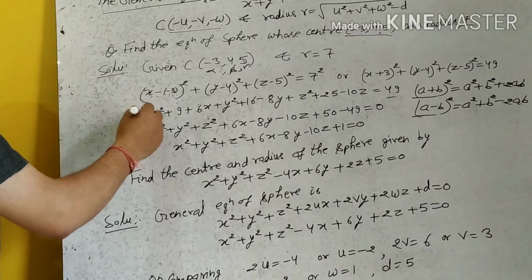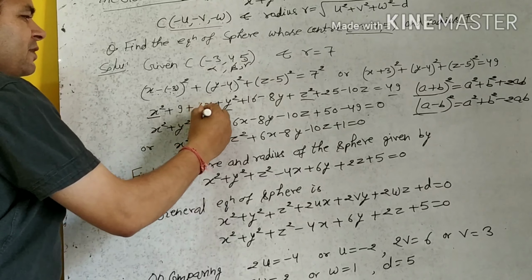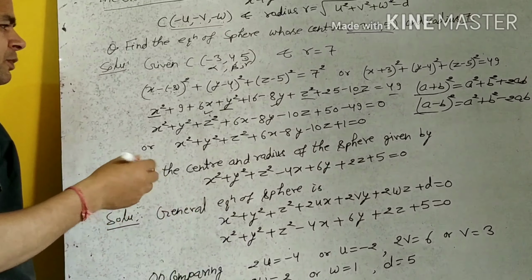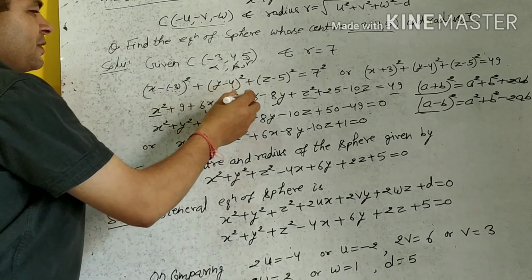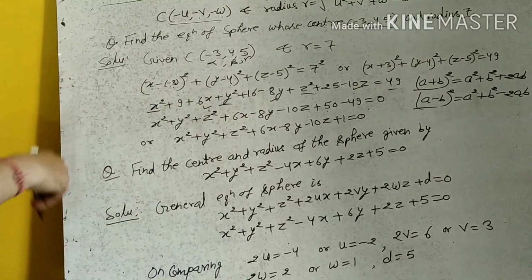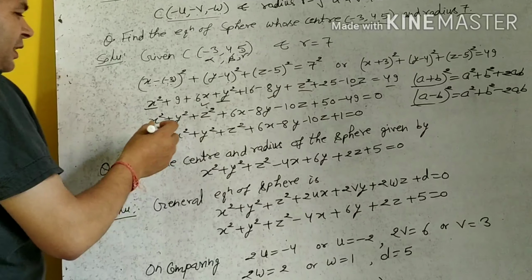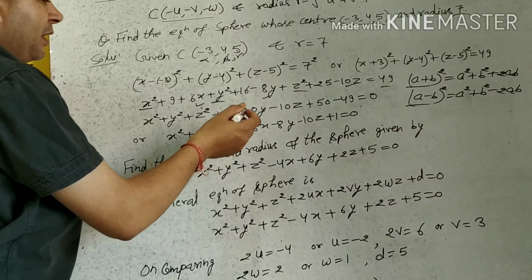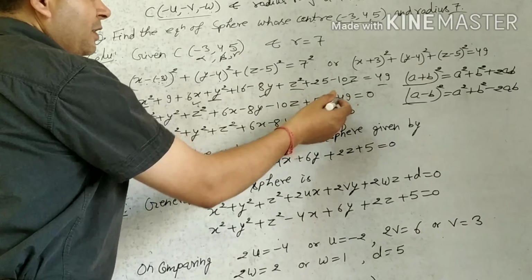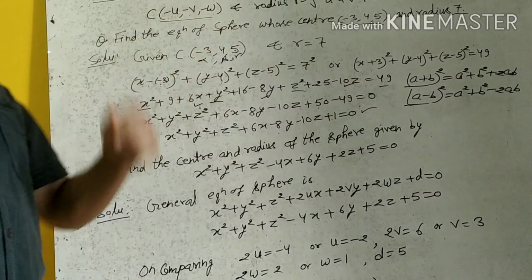Now simplify it. First we write x square, y square and z square, then plus 6x minus 8y minus 10z. Numerical values 9 plus 16 is 25, plus 25 is 50. Now 49 goes from the right side to the left, and the sign changes to minus 49. So it can be written x square plus y square plus z square plus 6x minus 8y minus 10z plus 1, since 50 minus 49 is 1. It will be the equation of the sphere when center and radius are given.